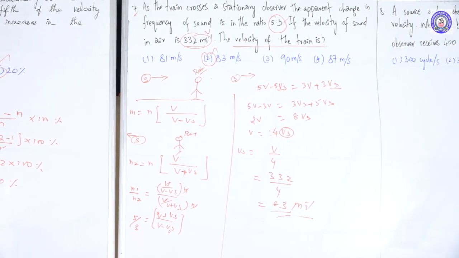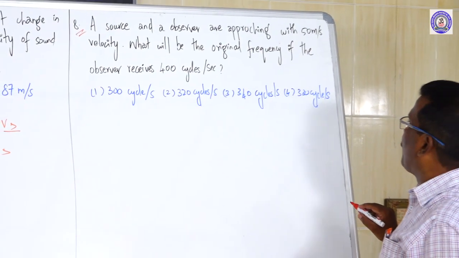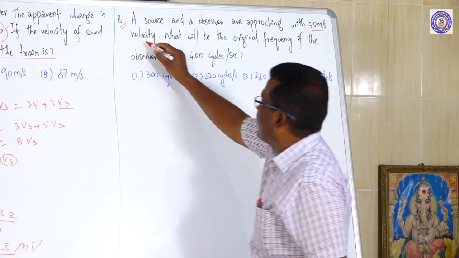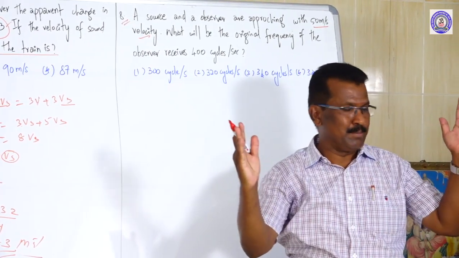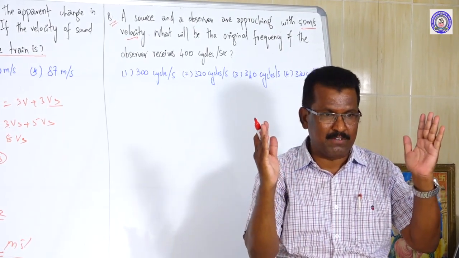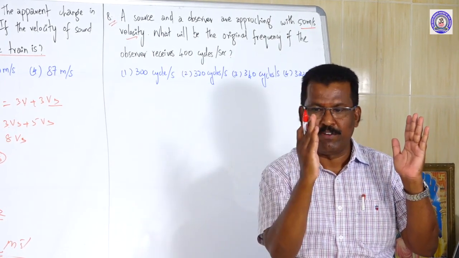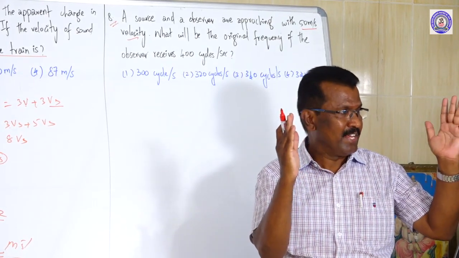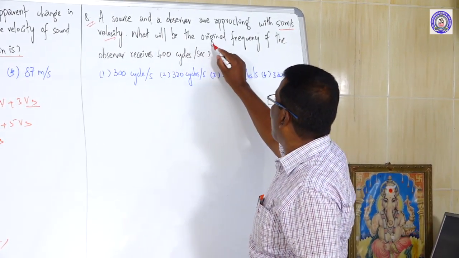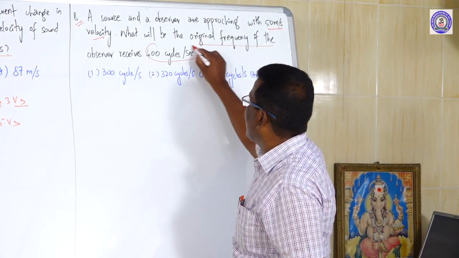Question number 7. A source and the observer are approaching each other with 50 meter per second velocity. That means the velocity of the source and the velocity of the observer are the same, 50 meter per second. vo is moving 50 meter per second, and vs is also moving 50 meter per second towards each other.